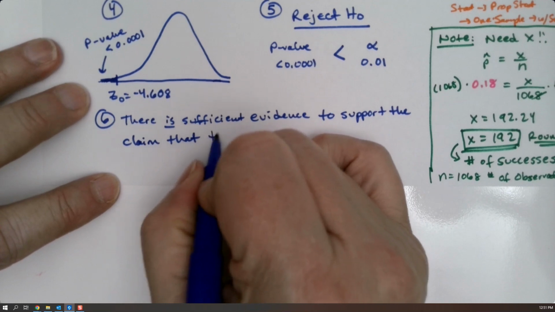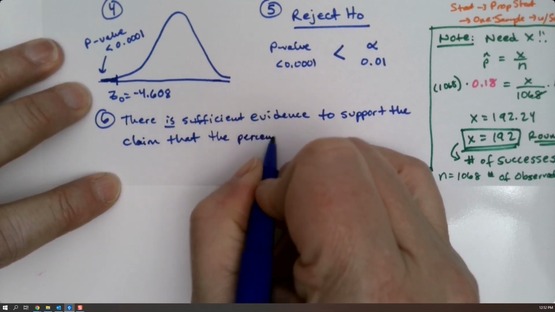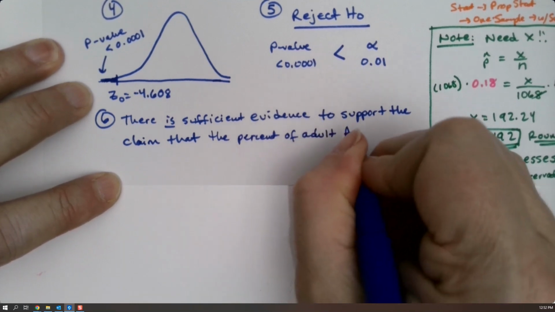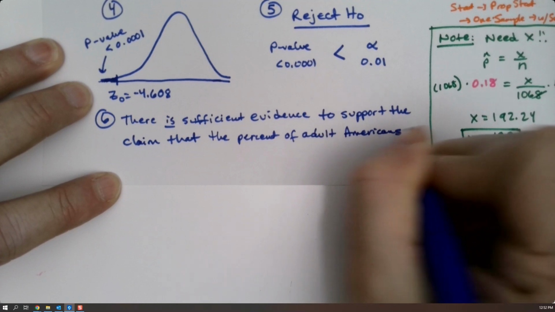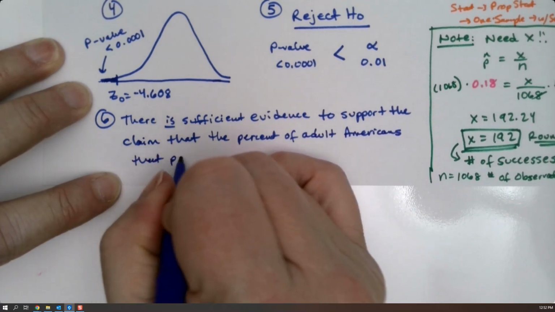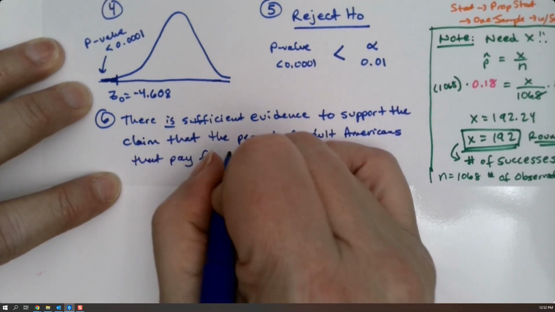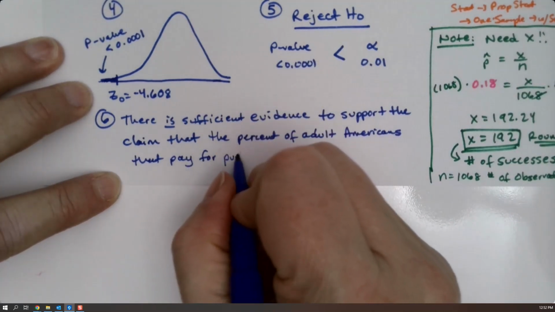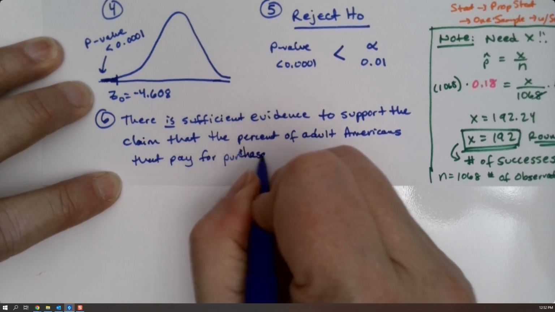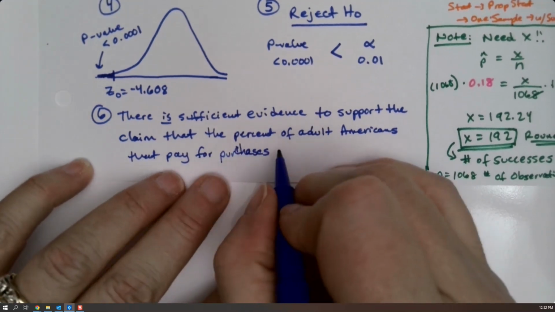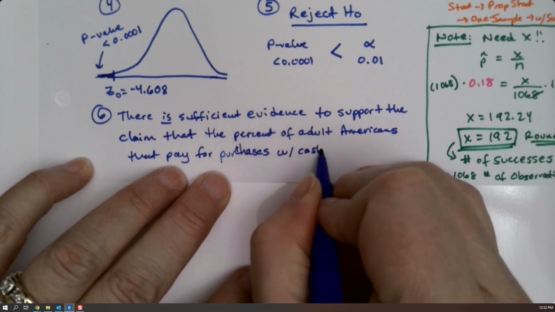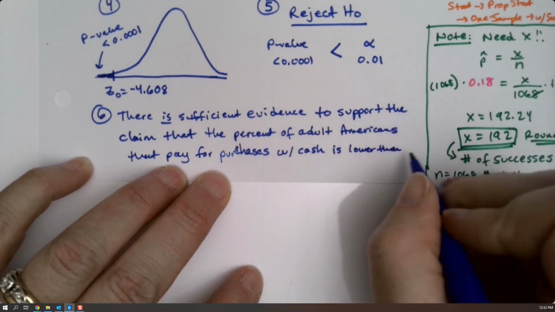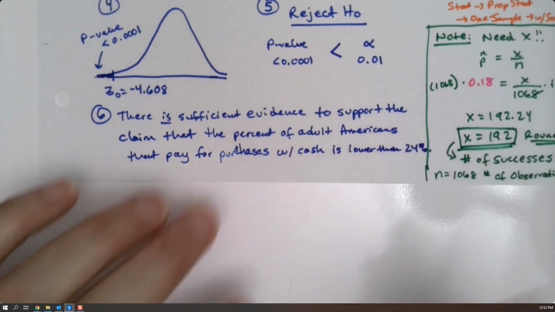So we'll just say that the percent of adult Americans that pay for purchases with cash is lower than 24%. Right, that'll work.